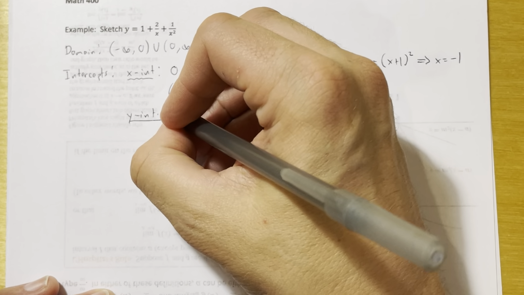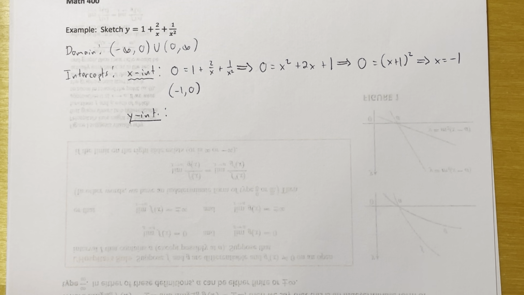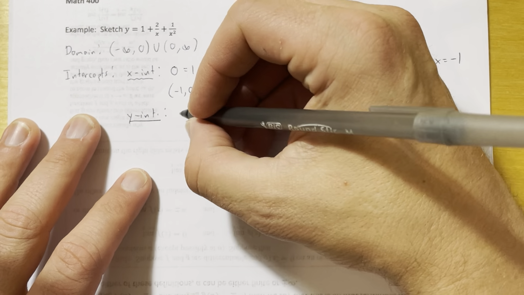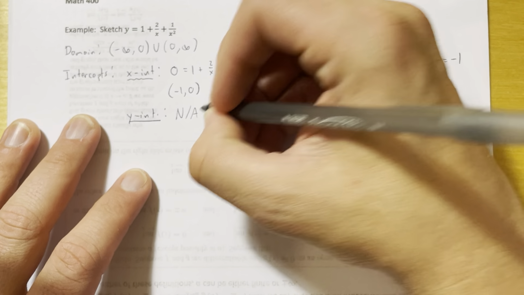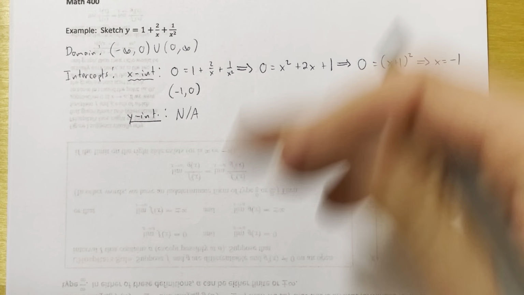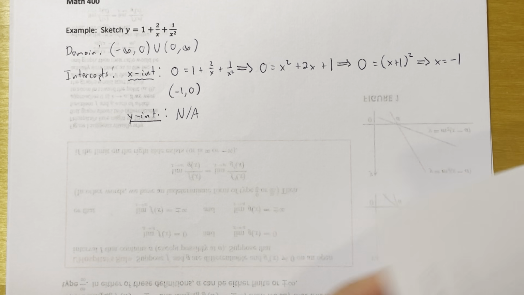Well, in order to find a y-intercept, I kind of do the opposite. I'd plug a 0 in for x. But as we already said, when we looked at our domain, this function is not defined at 0, so there are no y-intercepts. Not applicable, or I could write none or something like that. Okay? So that's 2 categories down.